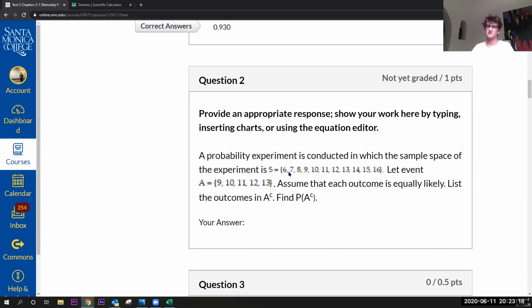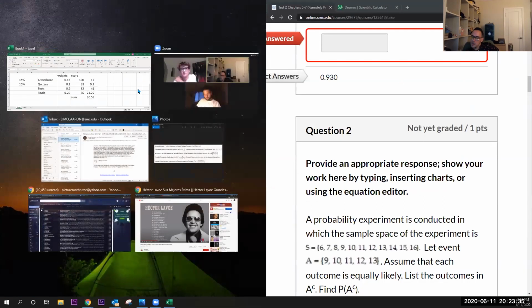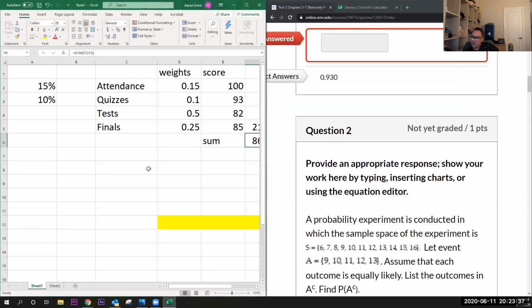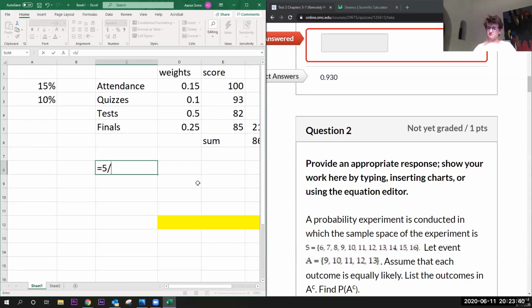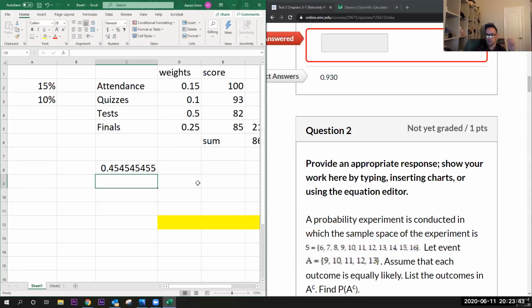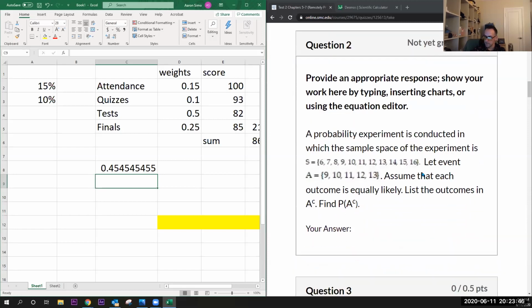Now how many is that? 2, 3, 4, 5. 5 things: 6, 7, 14, 15, 16. So the probability of the complement of A would be 5 divided by what? 11? Yeah, is that how many things there are? So then it would be about 45%, because there's 11 things between 6 and 16. So 5 over 11, right? Hmm.